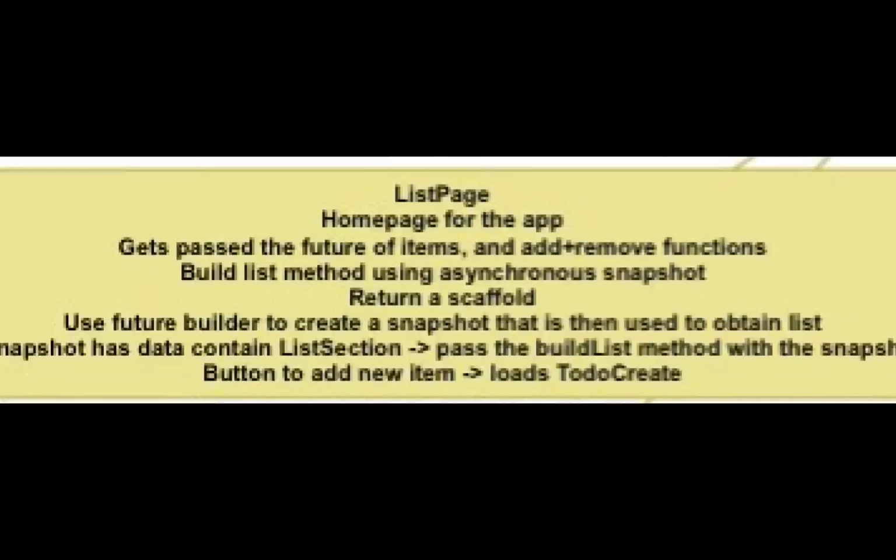Speaking of which, the list page class will contain the home page for our app. It will be passed the future list and the functions to add and remove to-do items. It will use a future builder to create a snapshot of the data from the database, and then pass this to the list section class, which we'll make in the next video in order to make the list. It will also contain a button that will eventually open the page to add a new to-do item. Now we know what we will be making, let's get started.